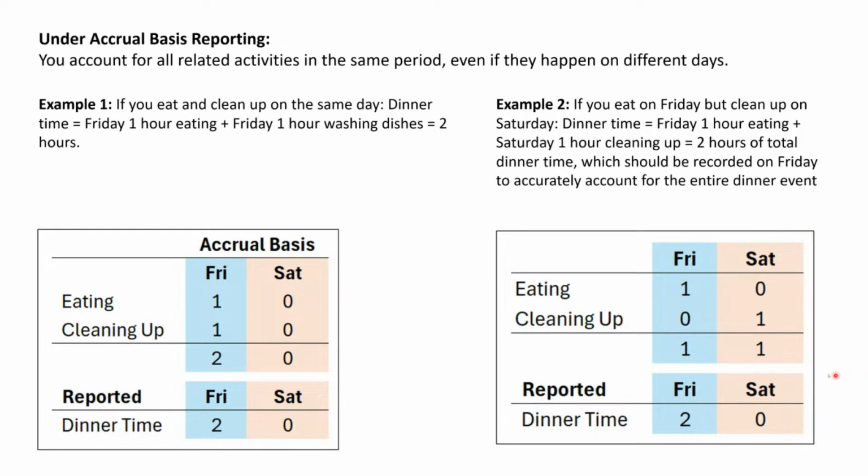Now under accrual basis reporting, same example. If you eat and clean up the same day, no change, right? Same 1 hour, 1 hour, total dinner time 2 hours. However, in example number two, we eat on Friday, clean up on Saturday, but even though in reality the cleanup took place on Saturday, for report purposes we're recording dinner time 2 hours on Friday, and nothing on Saturday, right? So the real event, eating, took place on Friday. Saturday was the cleanup. However, we are reporting it as if everything took time on Friday.